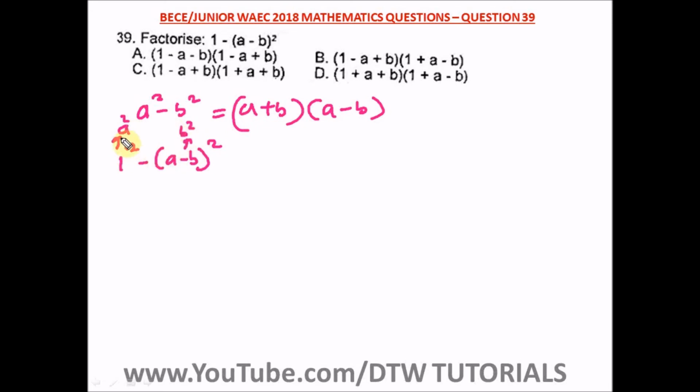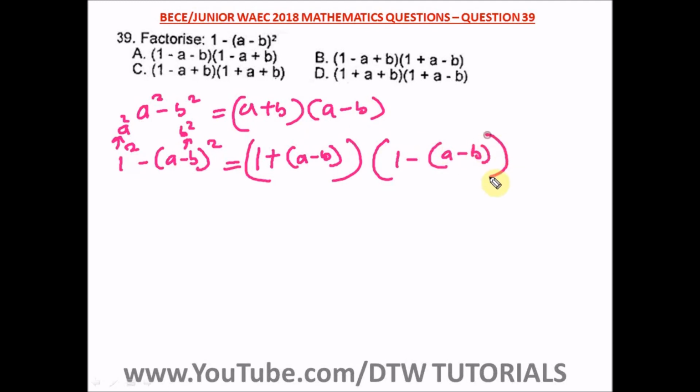So we have to liken this equation to this. So this will be equal to, what is our A here? A is 1. So we'll have 1 plus, what is our B? Our B is A minus B. So we have bracket A minus B, close the bracket, then open another bracket. Our A is 1 minus bracket, what's our B? From here, our B is A minus B. Close the bracket and close bracket.